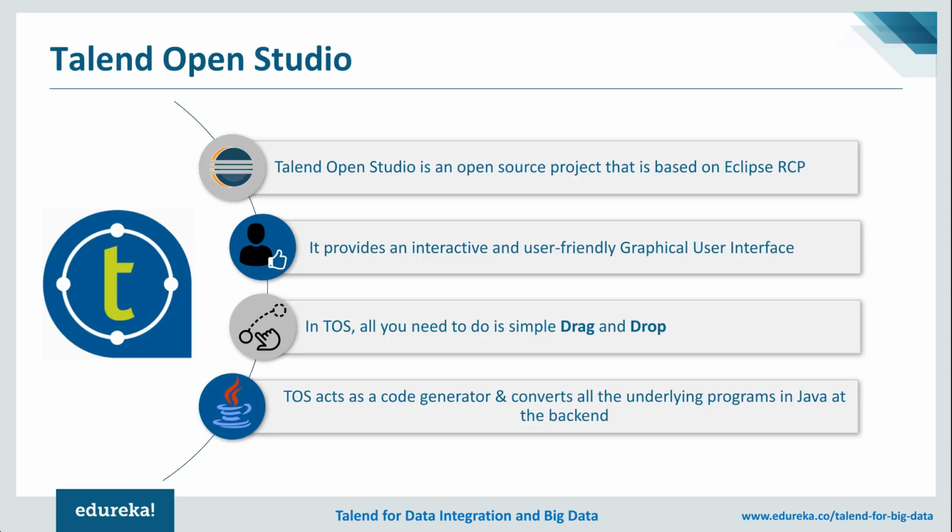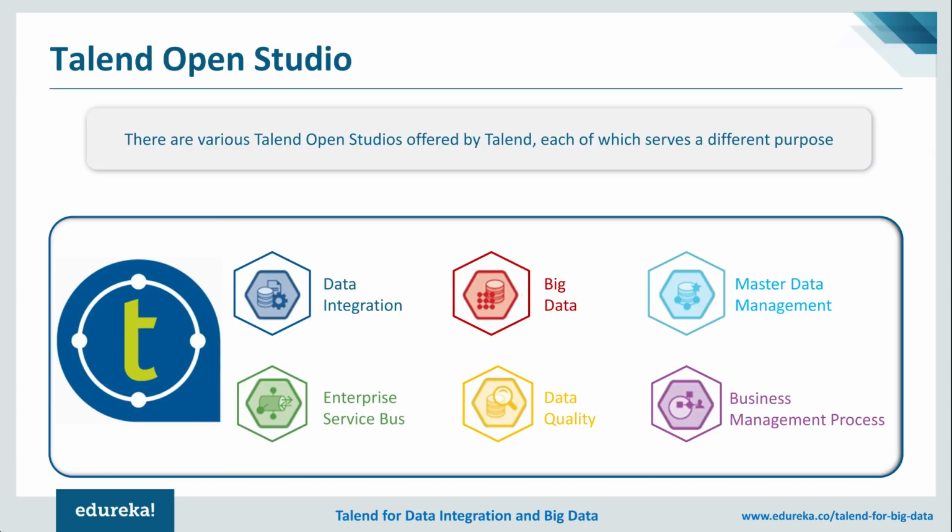So TOS acts as a code generator, right? Whenever you drag and drop any component in TOS, it is as good as dragging and dropping a bunch of code which does that work on behalf of you, taking all your configurations. So it converts all the underlying programs in Java at the backend, and the code generated at the backend is non-editable. So you'll have to do whatever you want to do in the design window at the component level itself, right? So Talend provides you a wide range of products, as I mentioned earlier.